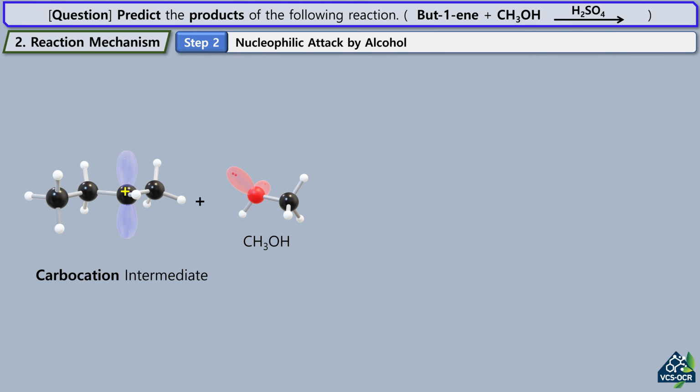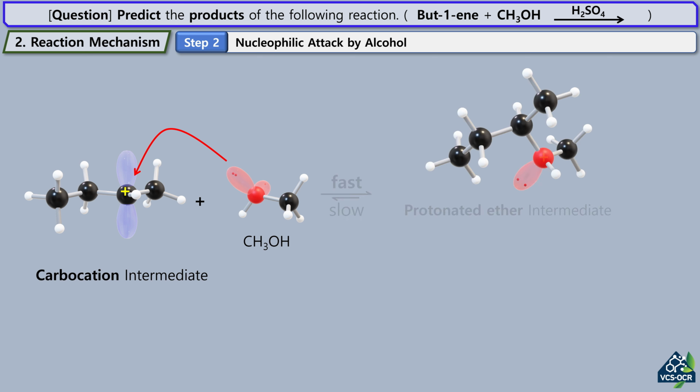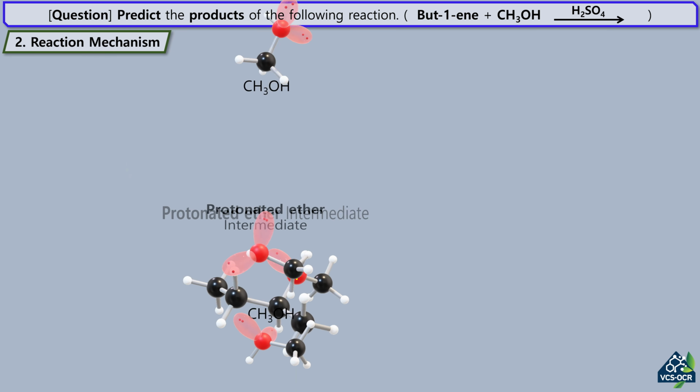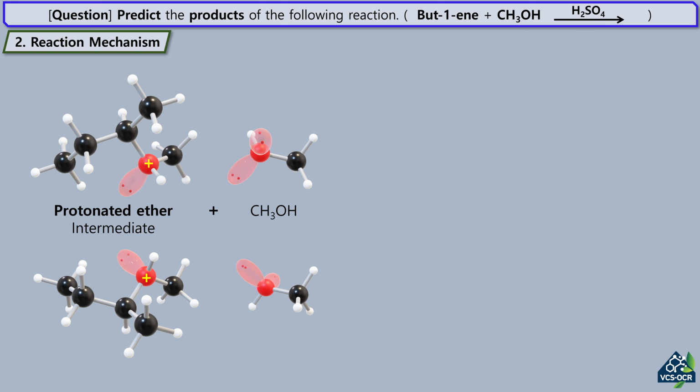Step 2. Nucleophilic attack by alcohol. The resulting secondary carbocation intermediate has a planar structure with an empty p orbital on the positively charged carbon C2. A molecule of methanol acts as a nucleophile and attacks the empty p orbital of the planar carbocation at carbon 2 from either the top or bottom face with equal probability. This forms an oxonium ion, a protonated ether intermediate.